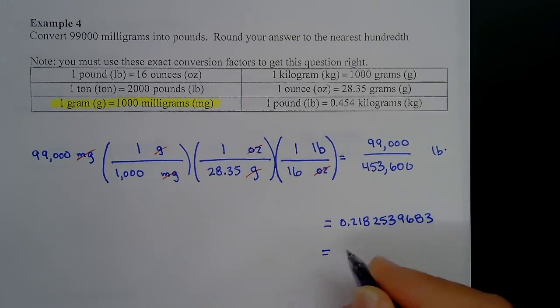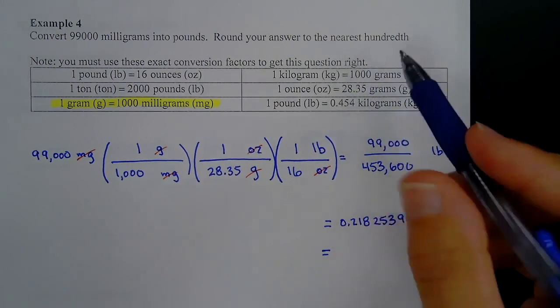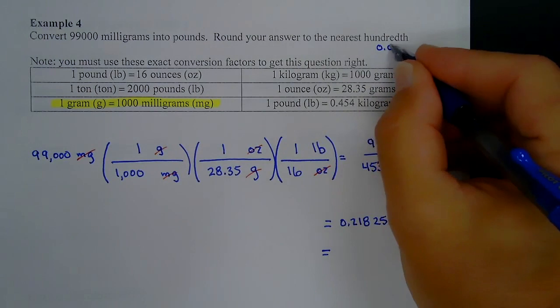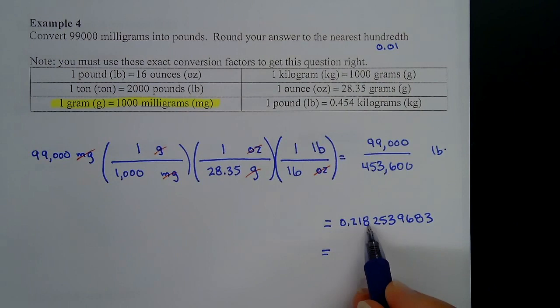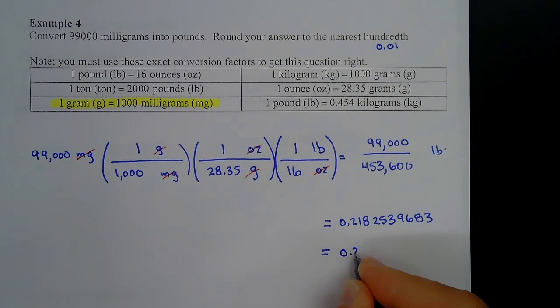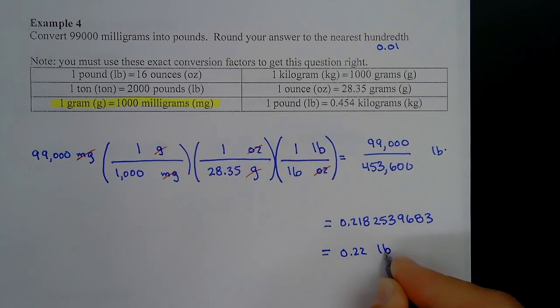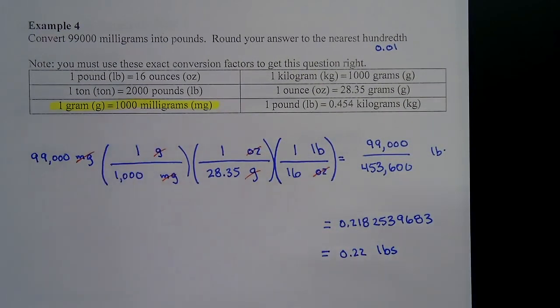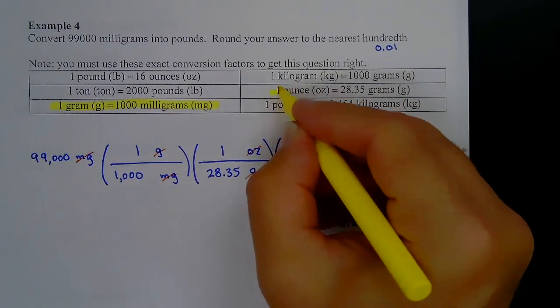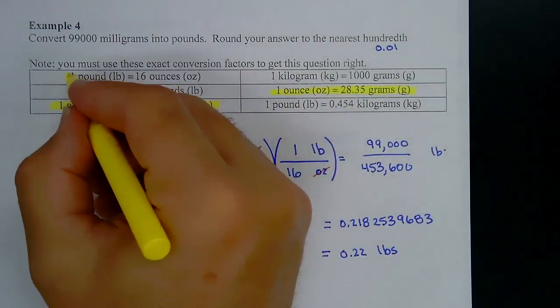Okay, so we said round to the nearest hundredth, that's 2 decimal places. Right there, 2 decimal places. So that'd be 0.218. We look at this 8. If it's 5 or bigger, then that's going to go up by 1. So 0.22, and that would be pounds. You know what? Sometimes we use LBS too. I know it says LB here, but sometimes it's LBS too. So we use grams to ounces, and then we did ounces to pounds.